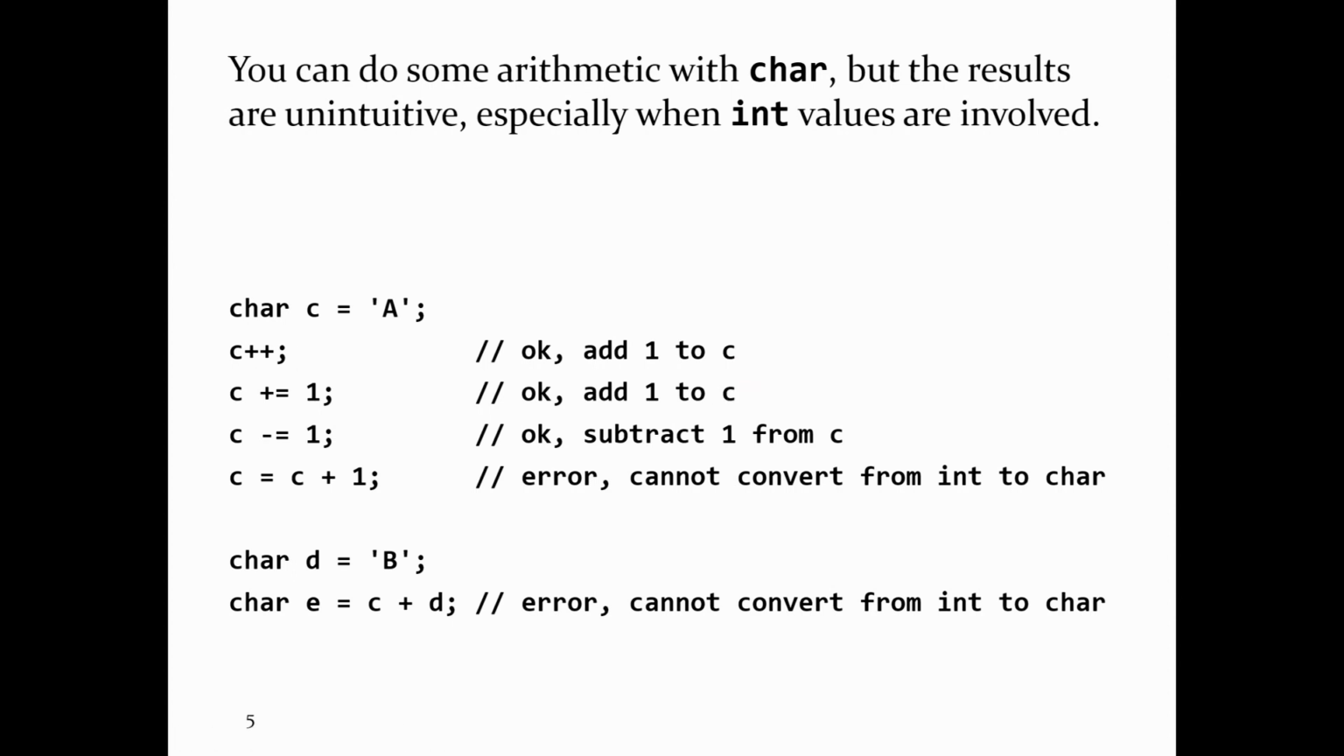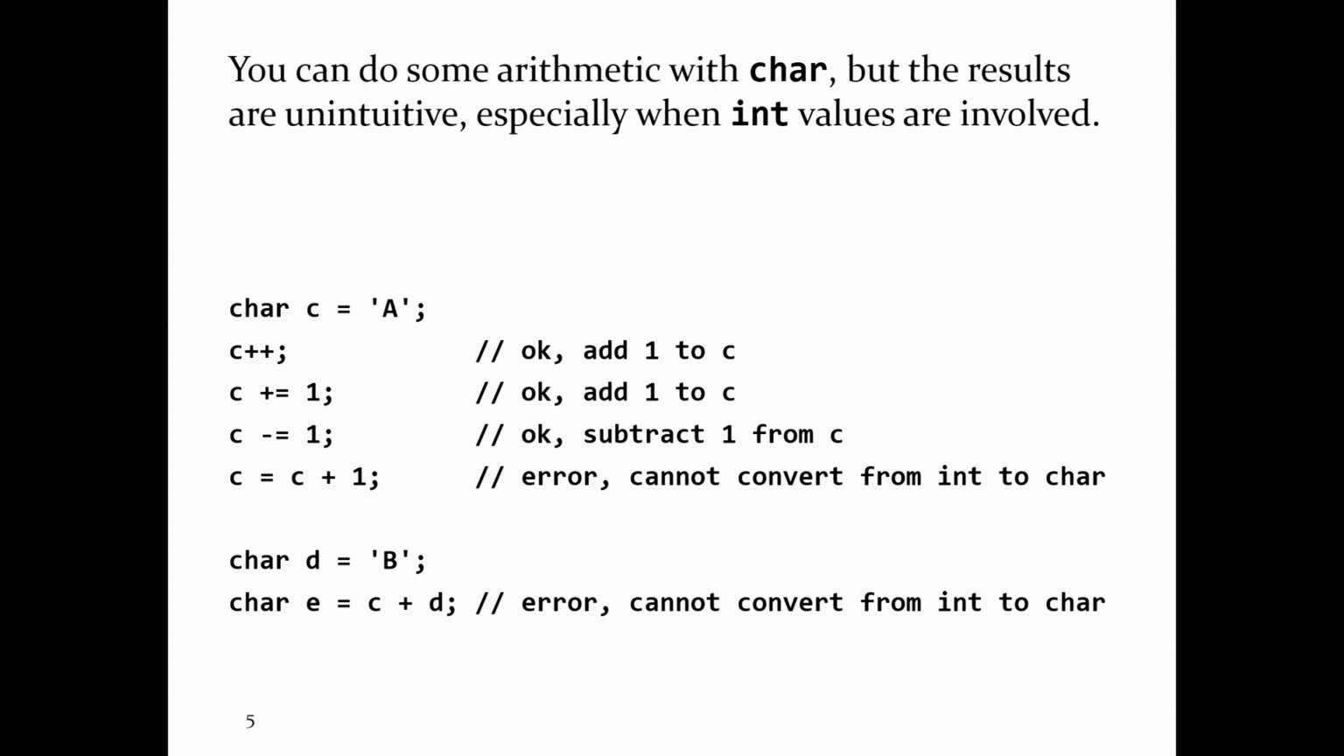This actually works. If I write c += 1, that's sort of like writing c = c + 1. This works. If I print it, I'm going to get the capital C. I can write c -= 1, that's sort of like c = c - 1. That works. If I print it, I'll get a B.